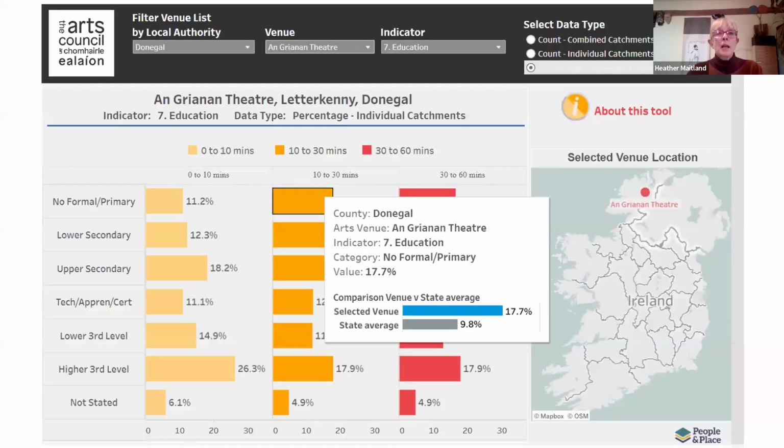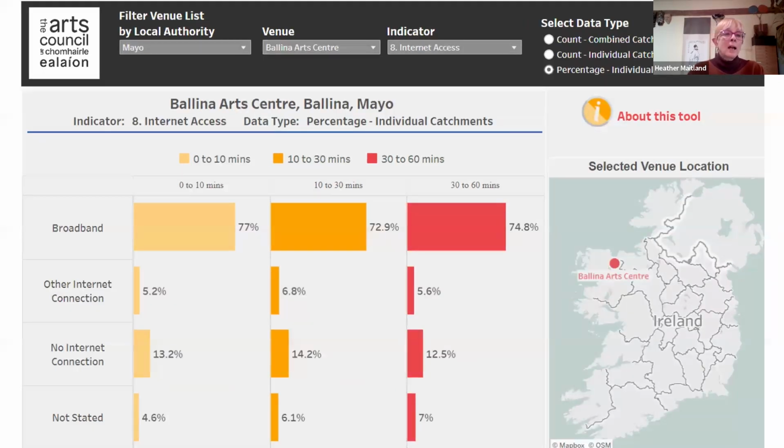At Ongrinnen in Letterkenny, nearly 18% of people within the 10 to 30-minute drive time have no education beyond primary level, compared to nearly 10% statewide. So the team there think hard about the reading level of what they write. And Ballina Arts Centre have 18% of their population in the 10-minute drive time with no access to broadband at all. That's double the state average.